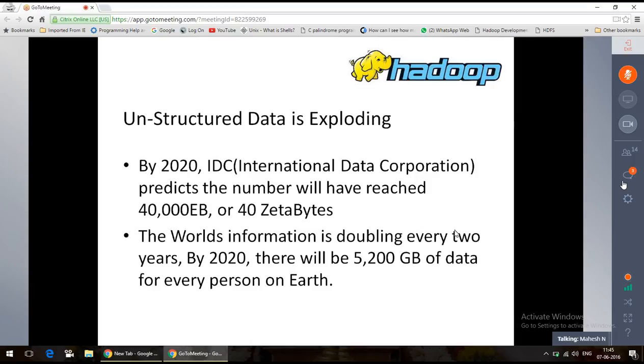For example, if you see on the slide, it's expected by 2020 that the International Data Corporation predicted it will reach 40,000 exabytes, or 40,000 zettabytes, of data by 2020. And imagine on a daily routine how much data is being included into the clustering process. It's also said that the world's information is doubling every 2 years. By 2020, there will be 5,200 GB of data for every person on earth. That's what they are looking after.